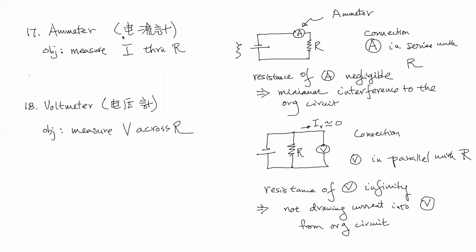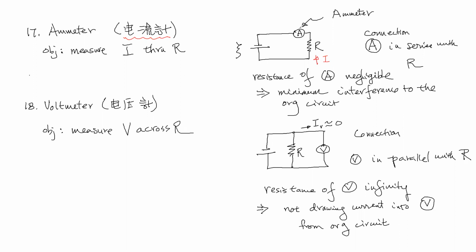Ammeter. Ammeter in Chinese is called 电流计. And the objective is to measure the current through this resistor. So there's a resistor here. Initially, you don't have this A connection, so you just have the epsilon and the R. So we want to measure what the I through here is.